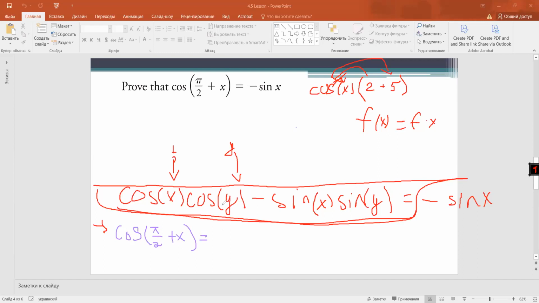So basically, what you're going to have is cosine pi over 2 times cosine x minus something. Can you write that? Because we're using the addition formula in this case. As you can see, in the variable for the cosine function, we have pi over 2 plus x. Safa, can you finish this one?